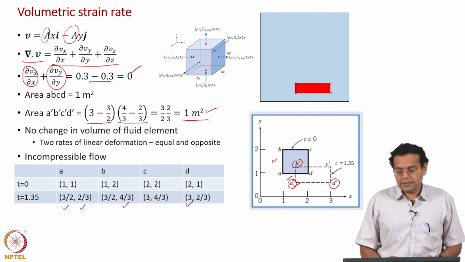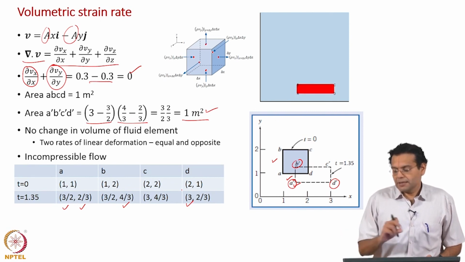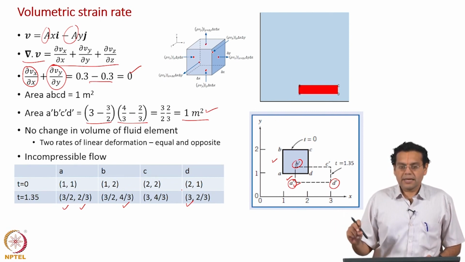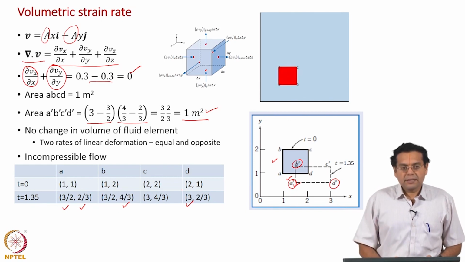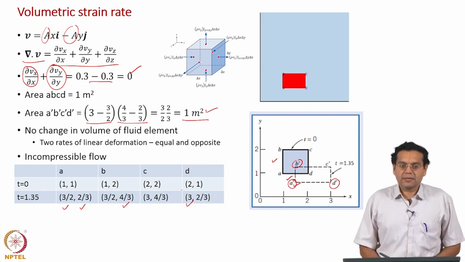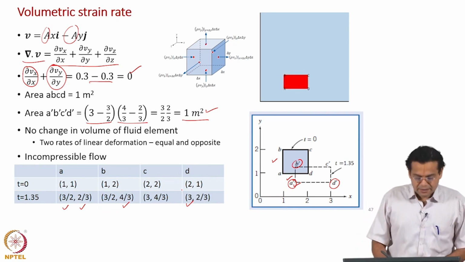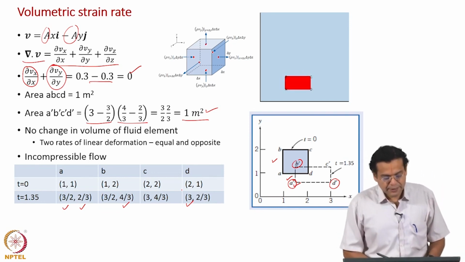Whatever increase in area because of the increase in length along the x direction is compensated by the decrease in area because of the decrease in length along the y direction. Of course, such a flow is incompressible, that is what we have seen. I would like to discuss another viewpoint.